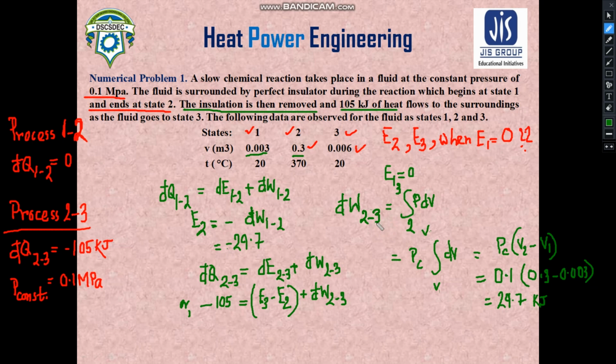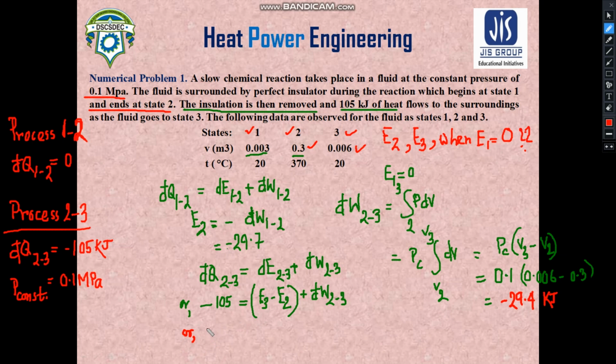The work done for the process 2 to 3 can be calculated by the simple integration, where the volume changes from state point 2 to state point 3, and here we can write V3 minus V2. Here V3 has been given as 0.006 minus 0.3, and the pressure is still 0.1 megapascal. Now you need to do a simple calculation. After doing the calculations, you will find the work done is minus 29.4 kilojoule.